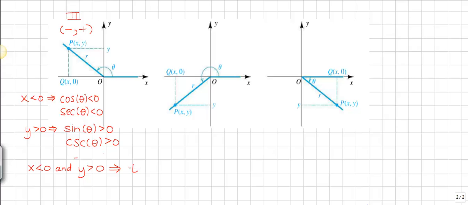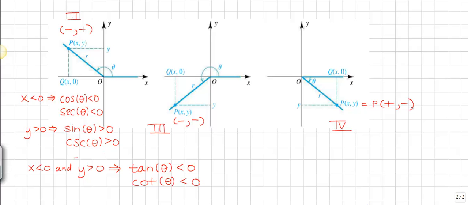And then having x negative and y positive, how would that affect the other functions? Well, it would make both tangent, which is y over x, and cotangent, its reciprocal, x over y, negative, because the x and the y have unlike signs. Okay? I want you to follow this same reasoning for quadrants 3 and 4 to conclude who's positive and who's negative in those quadrants.